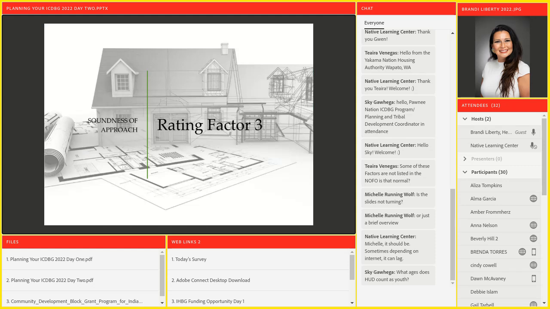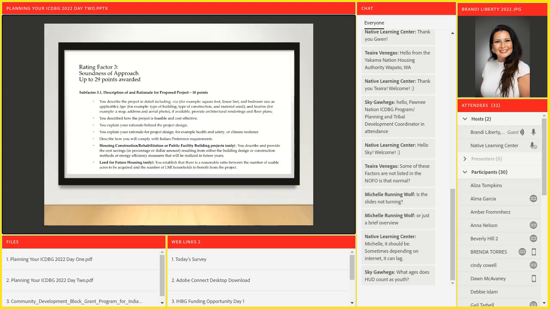So looking at rating factor 3, here's where we will discuss our soundness of approach in developing our comprehensive project. Any questions so far on what we looked at yesterday, or any refresher questions that you may have on that? None yet? All right, well, we'll jump into this.